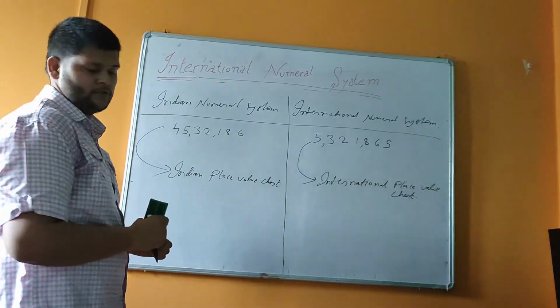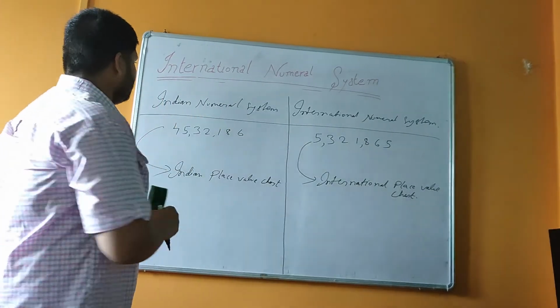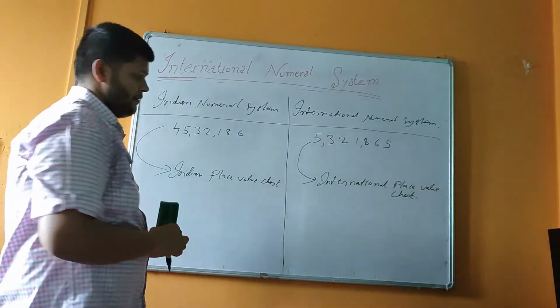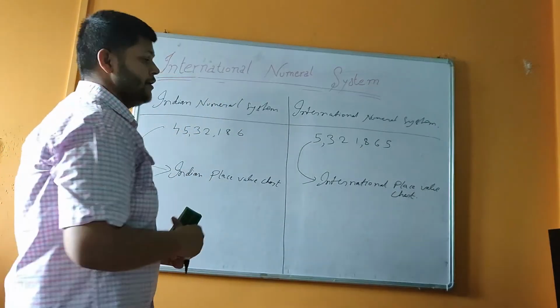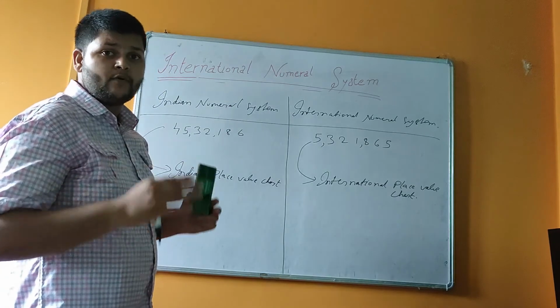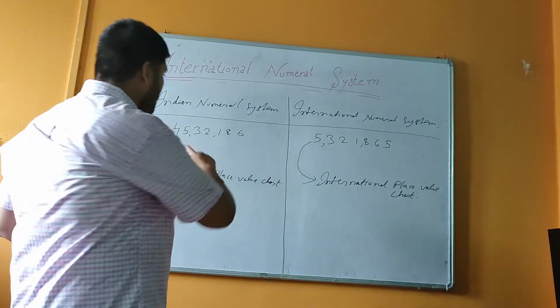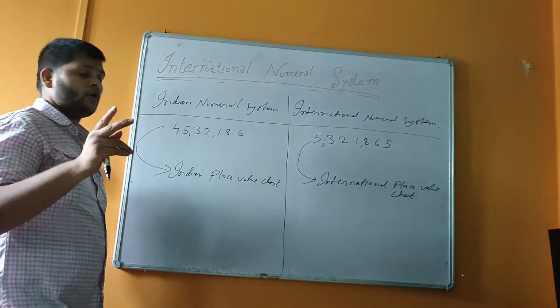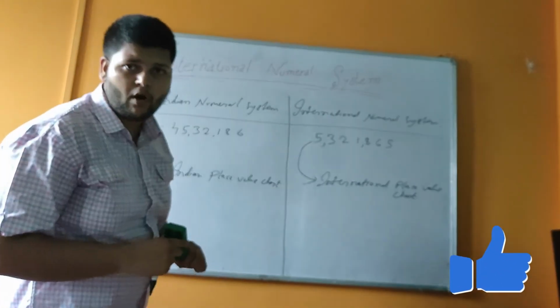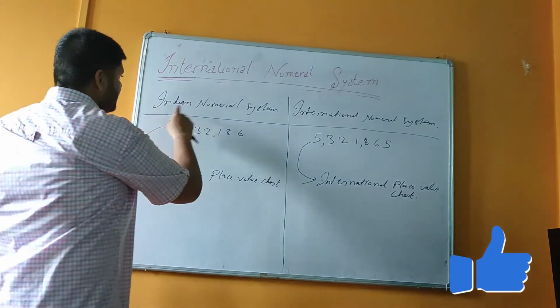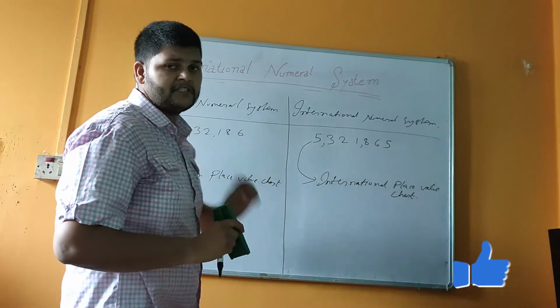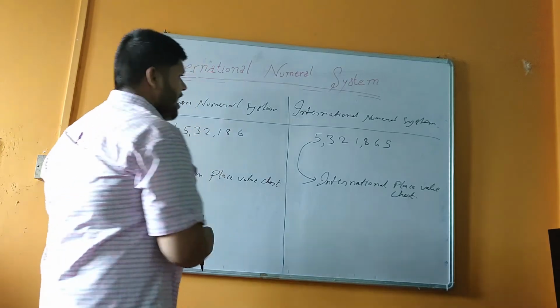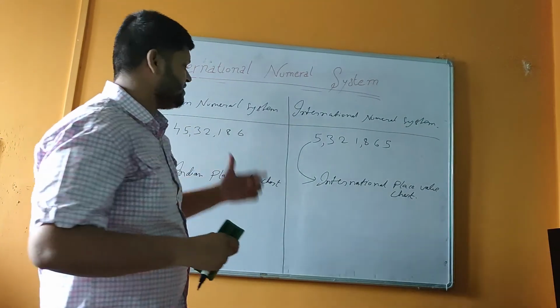These two are nothing but methods of numeration. Numeration is nothing but the method of expressing a number in terms of words. So there are basically 2 methods to transform a number into words. What are they? They are the Indian numeral system and the international numeral system. I hope you are clear with all these basic concepts.